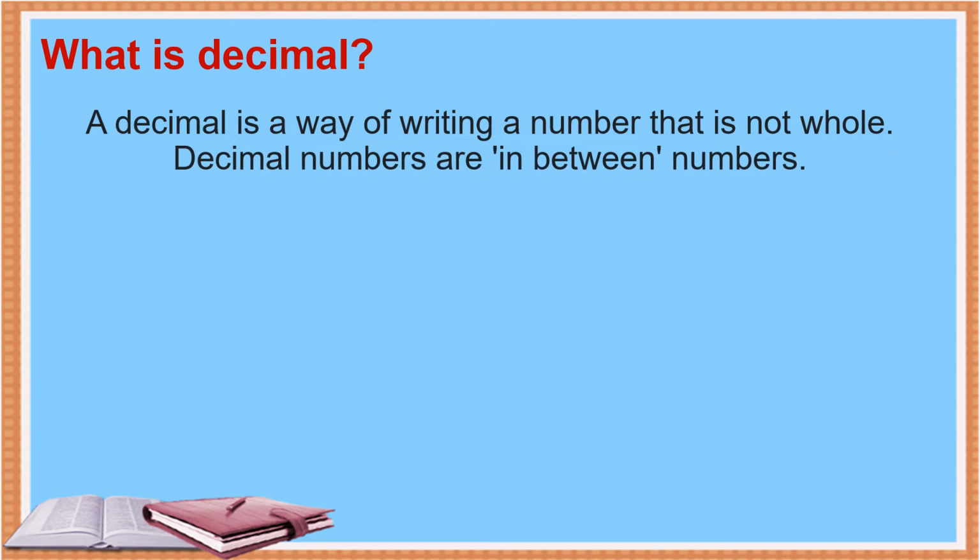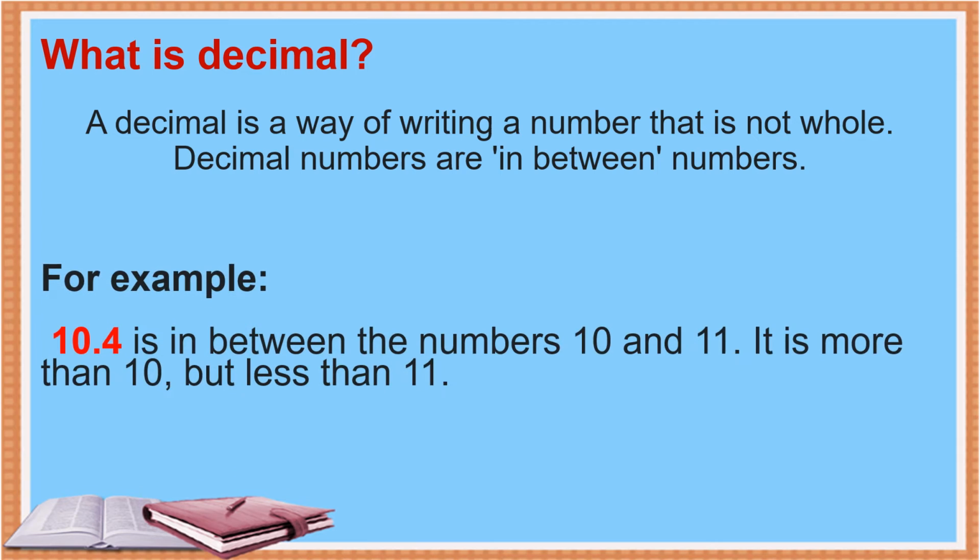So, okay class, what is the meaning of decimal? What is decimal? When we say decimal, a decimal is a way of writing a number that is not a whole. Decimal numbers are in between numbers. So for example, we have here 10.4. So the dot over there, which is this one, we're going to read that one as point.